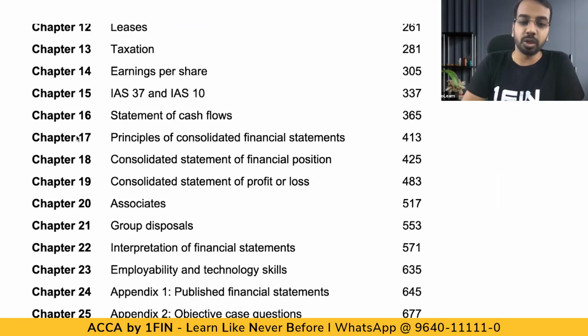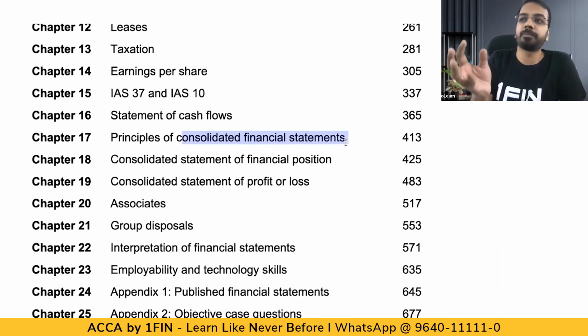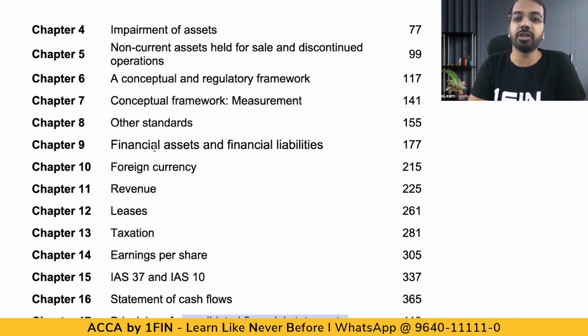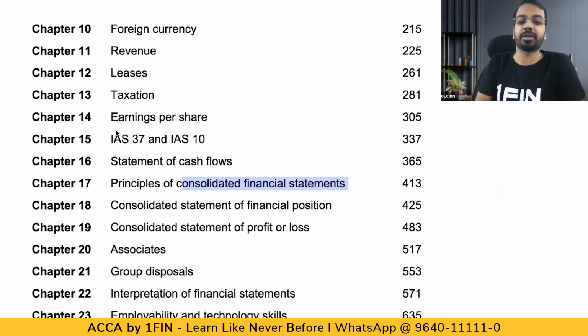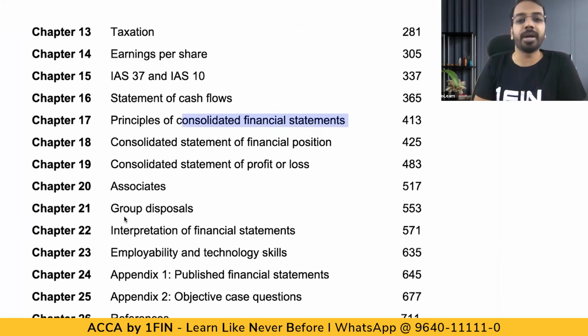Then you see chapters 17, 18 and 19, consolidated financial statements. Now these chapters will talk about how we should prepare financial statements for a group of companies. Whatever we learn here is for individual items. Now, from chapter 17 onwards till chapter 19, 20 and 21, these will talk about how we prepare consolidated financial statements for a group of companies.